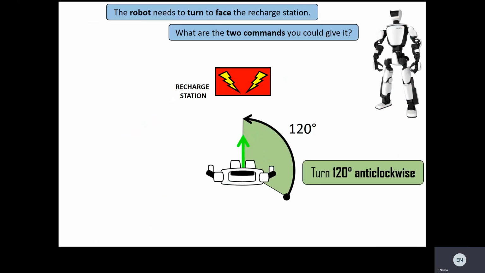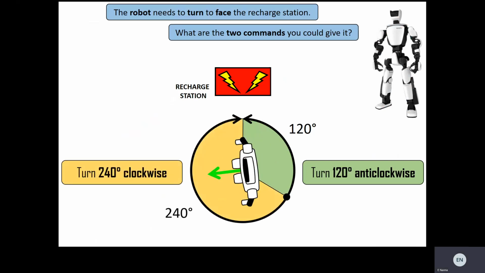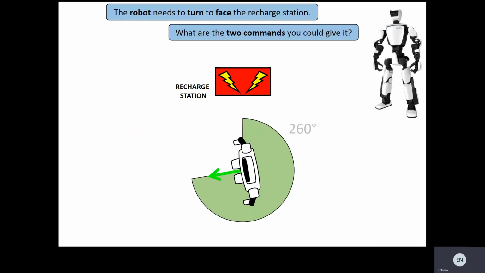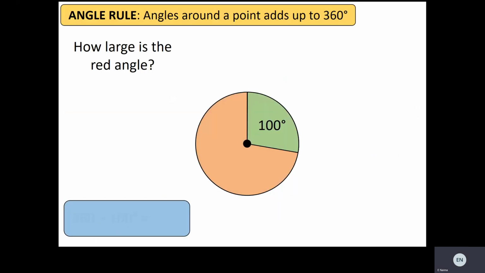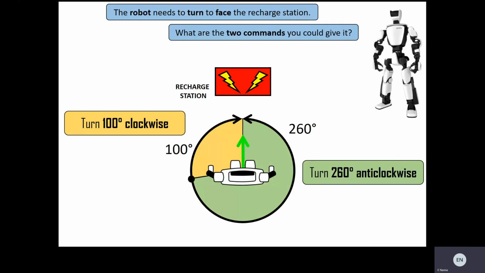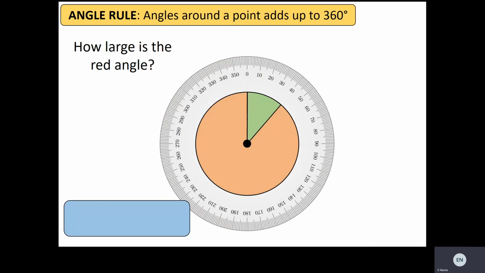He needs to get to the recharge station. He can go anti-clockwise 120 degrees, or he can decide to go 240 degrees clockwise. Add them up, it gives you 360 degrees. Try again. What are the directions he can go to get to the recharge station? He can either go 260 degrees anti-clockwise, or he goes 100 degrees clockwise. Add them up, it gives you 360 degrees. Hence, angles around a point always add up to 360 degrees.